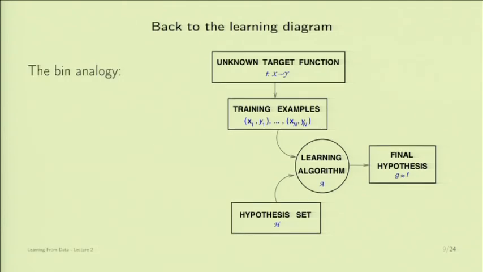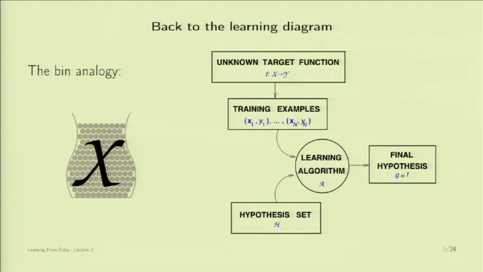In the bin analogy, this is the input space. Now the input space has a probability. So I need to apply this probability to the points from the input space that are being generated. So I am going to introduce a probability distribution over the input space. So now the points in the input space, let's say the d-dimensional Euclidean space, are not just generic points. There is a probability of picking one point versus the other. And that is captured by the probability which I am going to call capital P.